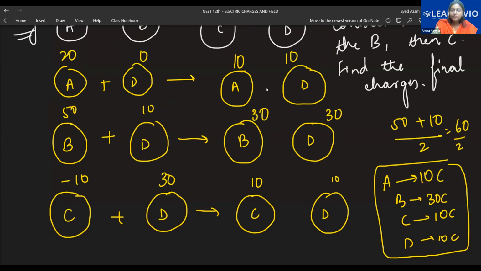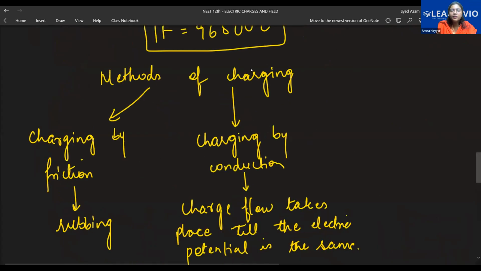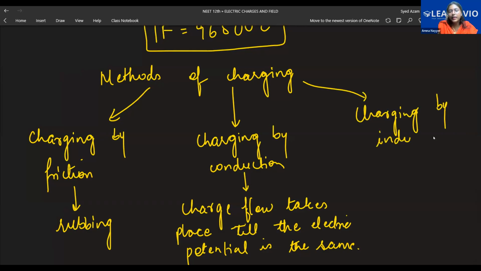Yes, ma'am. Okay. Last one is charging by induction. In the methods of charging, the last one is charging by induction. So see, in charging by induction, we know when a neutral conductor is present, we bring inducing charges so that it attracts the charges. And what happens? By this, there is temporary electrification. Like if a conductor is present, on one side, negative charges will be accumulated. On the other side, positive charges will be accumulated. So this process is temporary electrification.